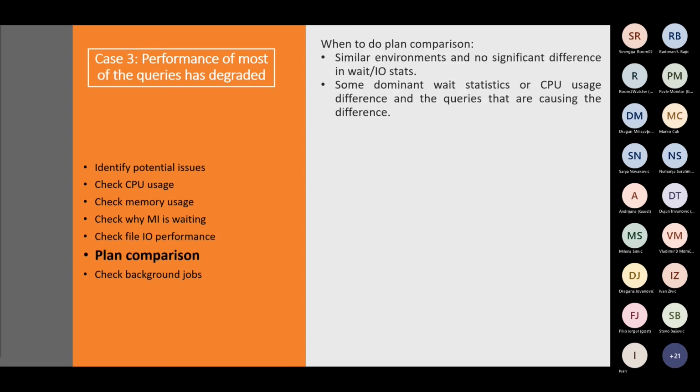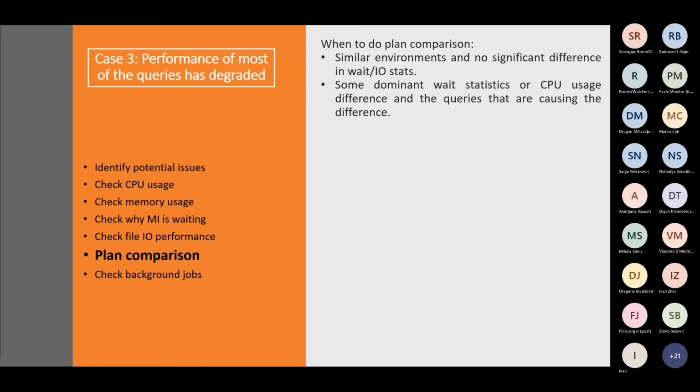Okay, finally, we came to plan comparison. If the environment settings are similar and there is no significant difference in wait or I/O stats, it is time to investigate the SQL query plans that might be causing the issues. You should also do this part if you notice some dominant wait statistics or CPU usage difference, and if you identify the queries that are causing these differences.